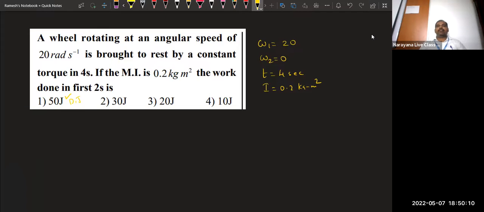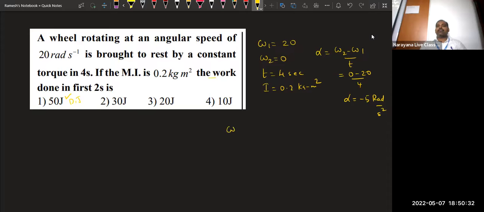Understood? What is the angular acceleration formula? Omega 2 minus omega 1 by t. Alpha value, how much? You have to find. 0 minus 20 divided by 4. So angular acceleration, how much? Minus 5 radian per second square. Understood?